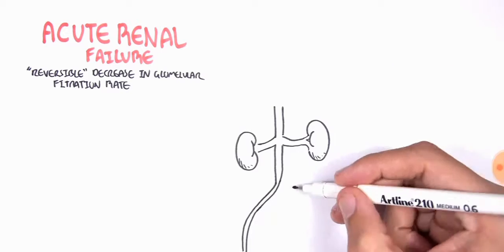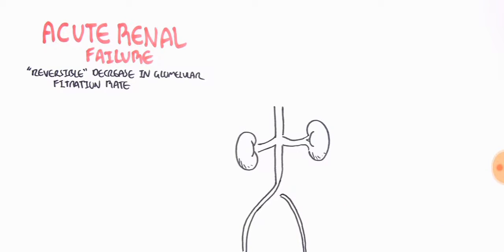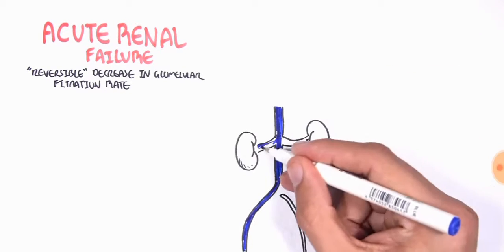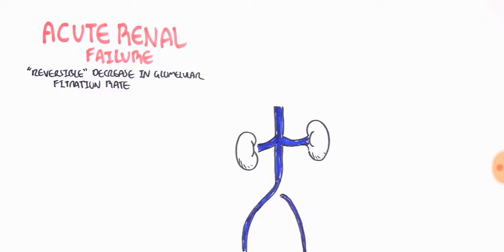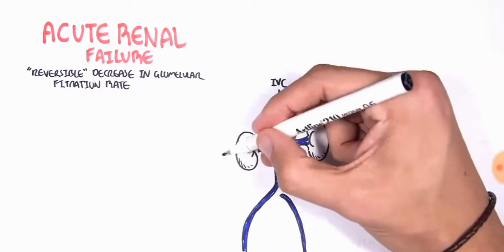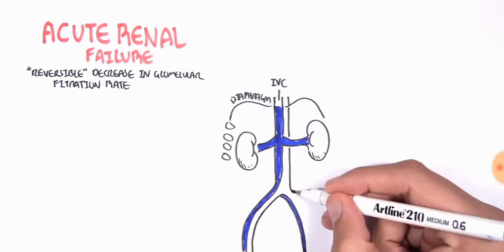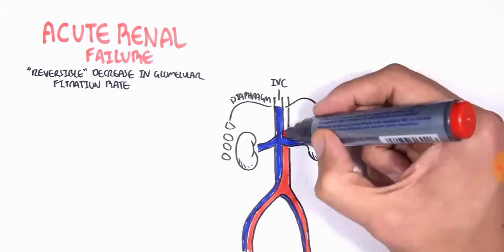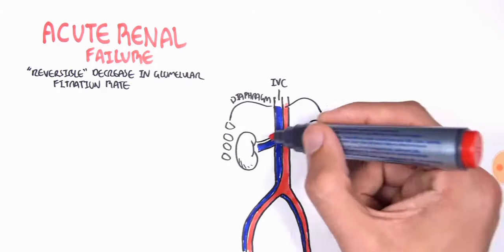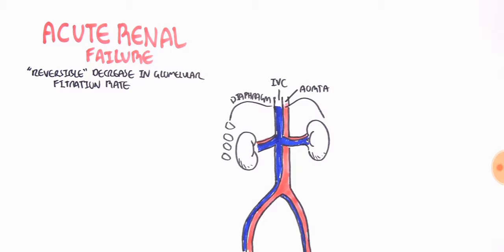So here I'm just drawing the anatomy. Here we have the kidneys, the inferior vena cava, where the renal veins drain into. And then we have the ribs here. And here is the diaphragm, and here we have the aorta, which will supply the kidneys through the renal artery. And here we have the pelvis.